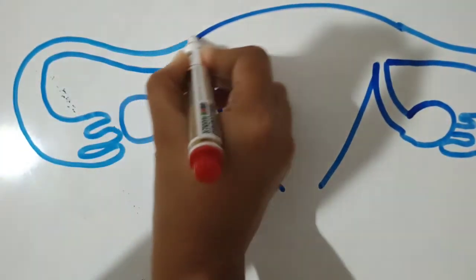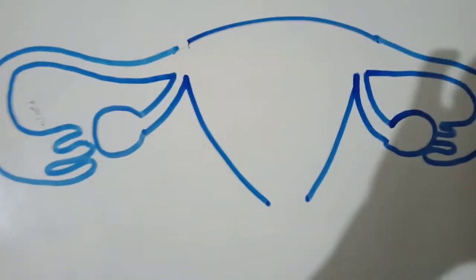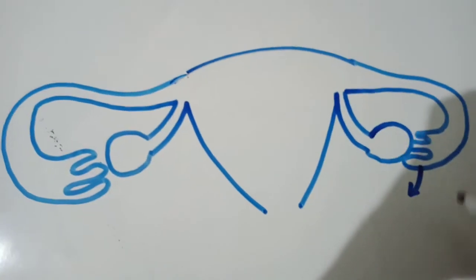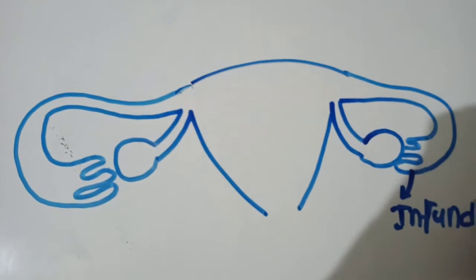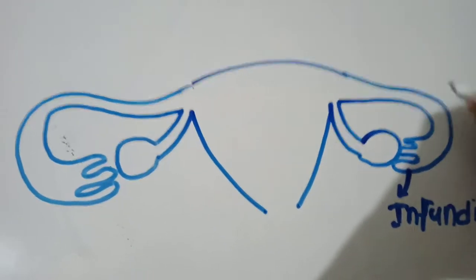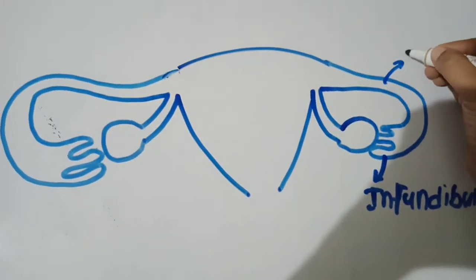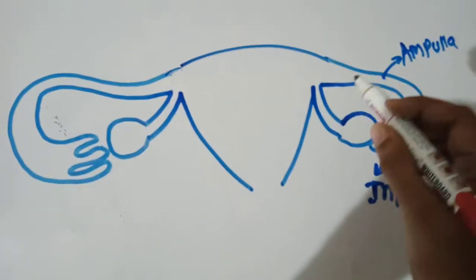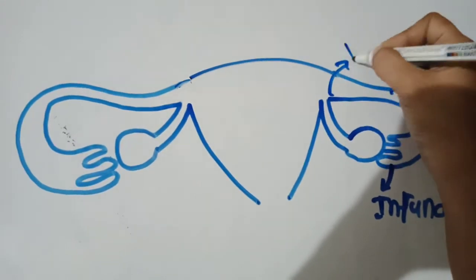These fallopian tubes are 2 in number, and they are divided into 3 parts. This proximal part is called the infundibulum. This intermediate, extended part is called the ampulla. And this part that connects the fallopian tube with the uterus is called the isthmus.